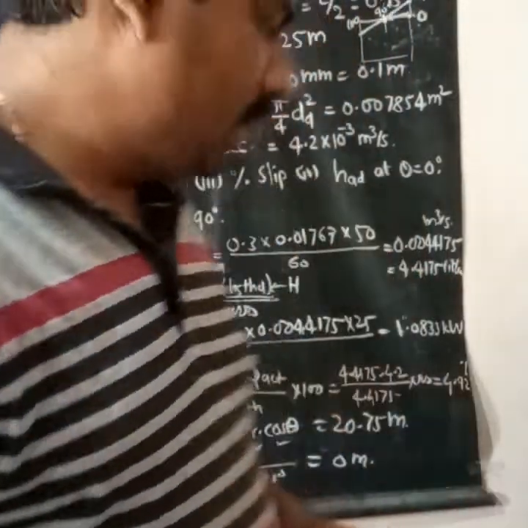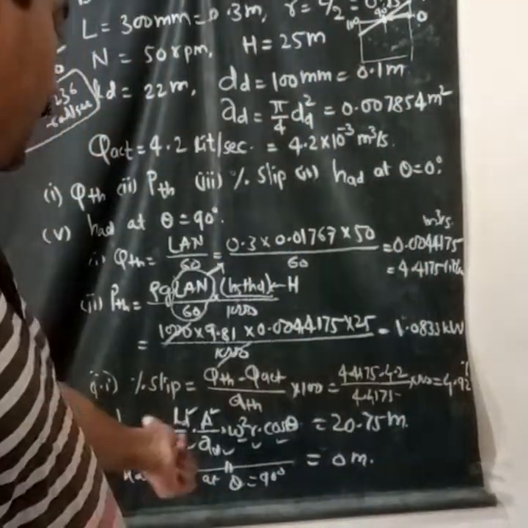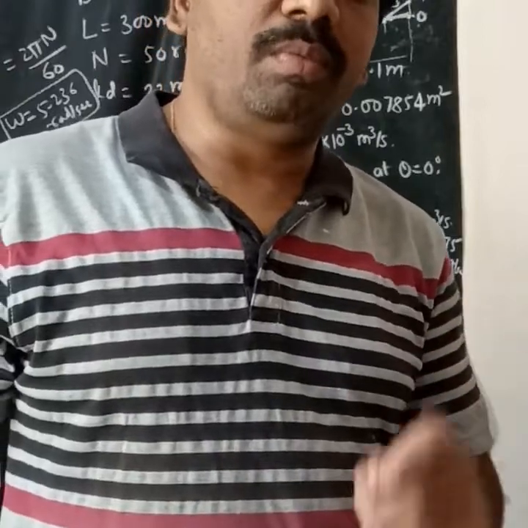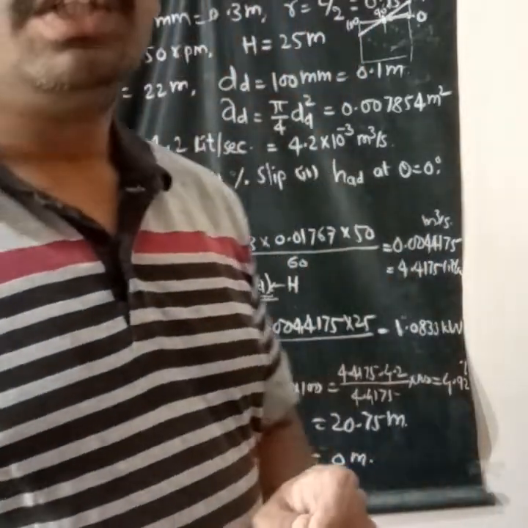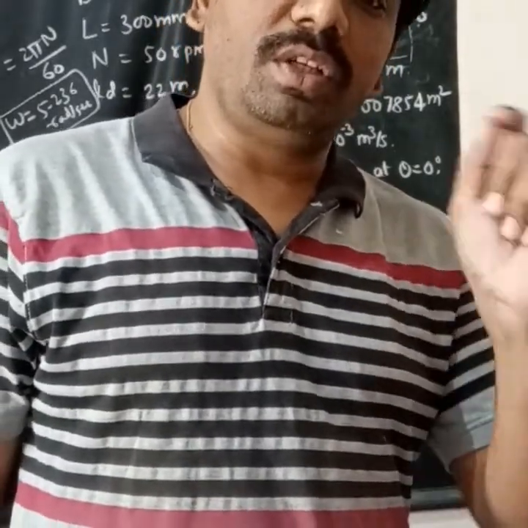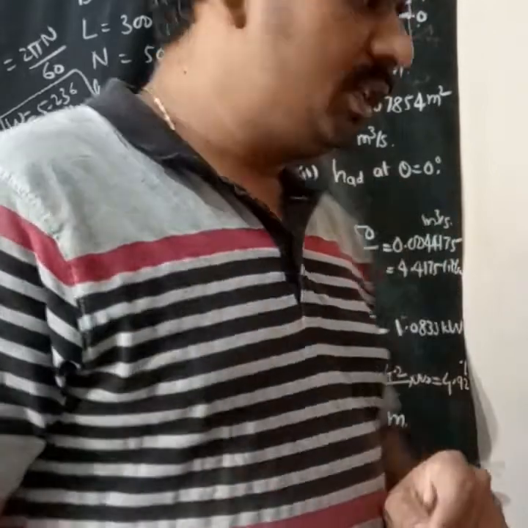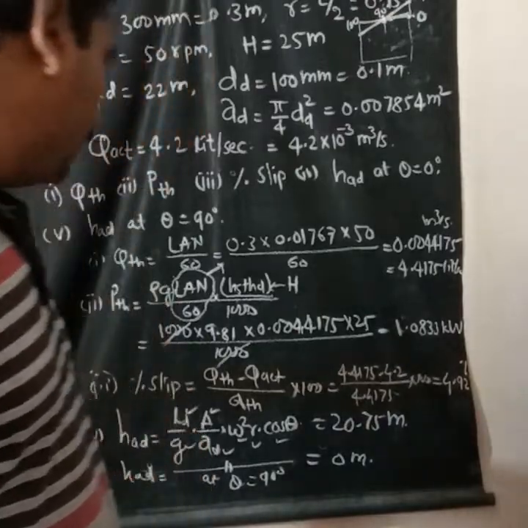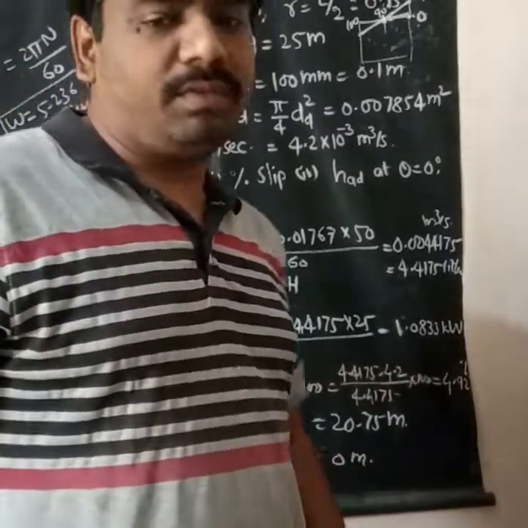What will be the value of this HAD at the end of the stroke? Again, the value of HAD is representing minus of this particular expression. So the value will be equal to minus 20.75. So here it is plus 20.75 at the beginning, 0 at the middle, and minus 20.75 at the end of the stroke.